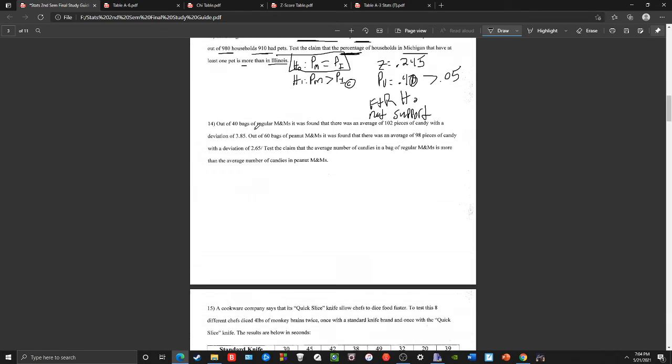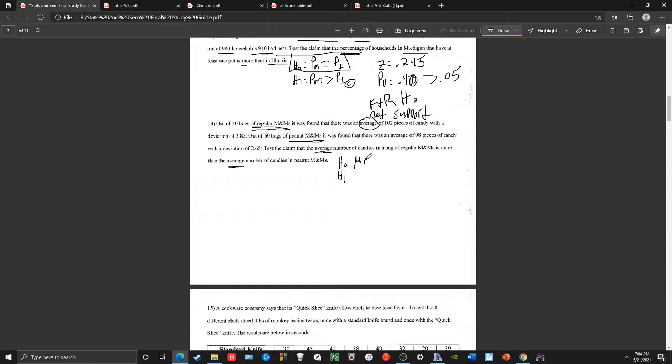All right, so here we have regular M&Ms being compared to peanut M&Ms. So again, this is another two-sample test, and we're comparing their averages, right? So we're testing the claim that the average number of candies in a regular M&M's bag is more than the average number of candies in an M&M's bag that's peanut. So my claims are about two averages. Again, I'll put regular M&Ms as my first average.